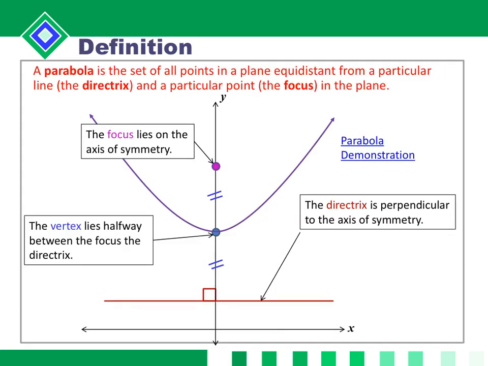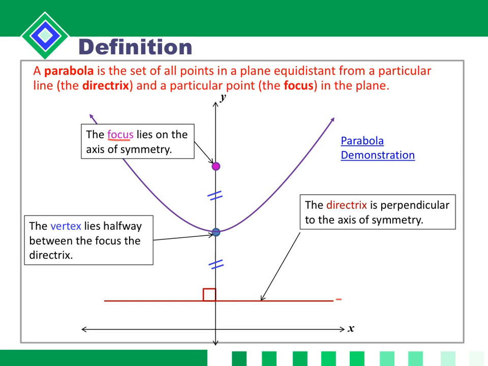Some vocabulary we got to know is here. The focus lies on the axis of symmetry. You can see the parabola here lies on the axis of symmetry, and the directrix is perpendicular to the axis of symmetry. This line is the directrix right there. You can see the vertex lies halfway between the focus and the directrix.